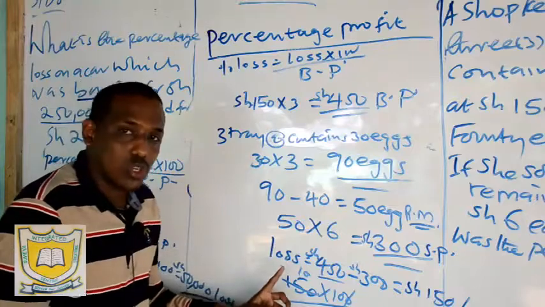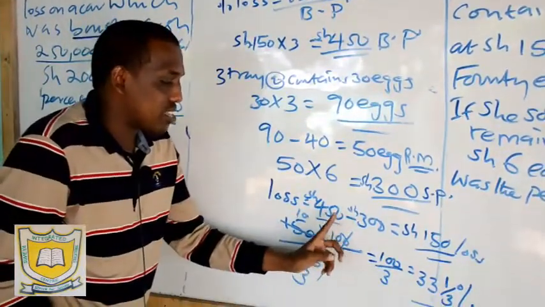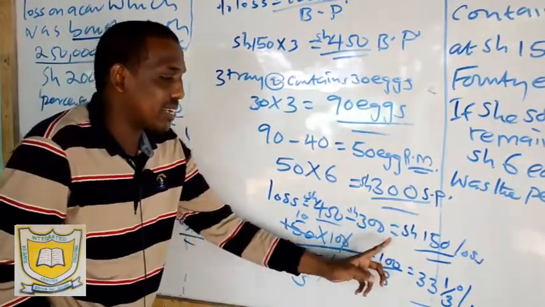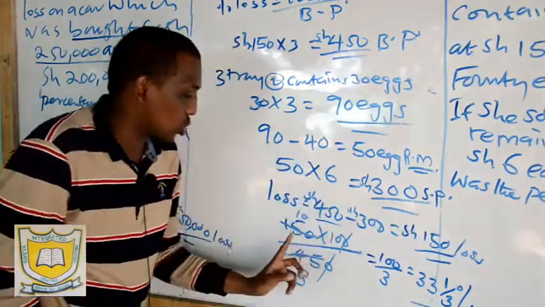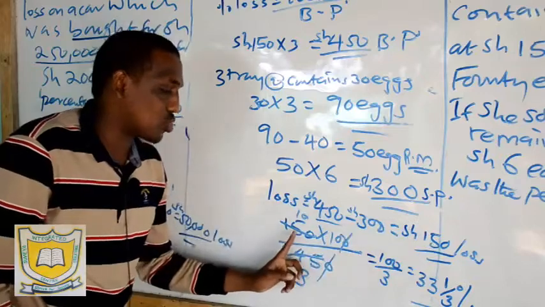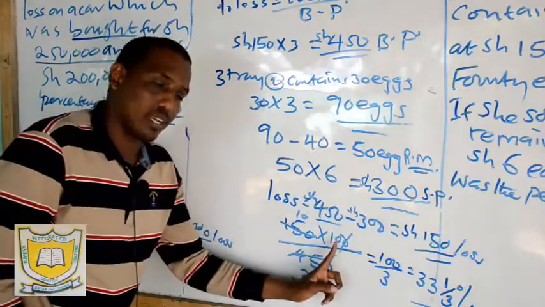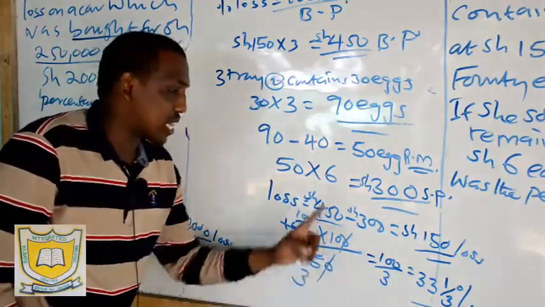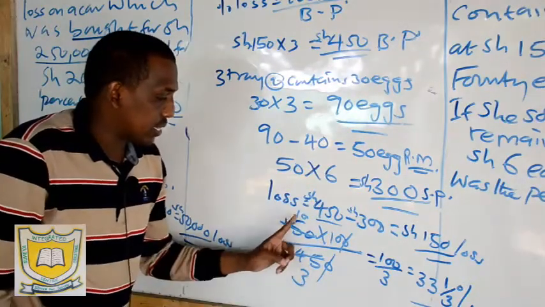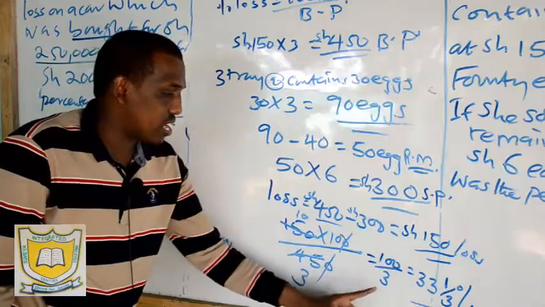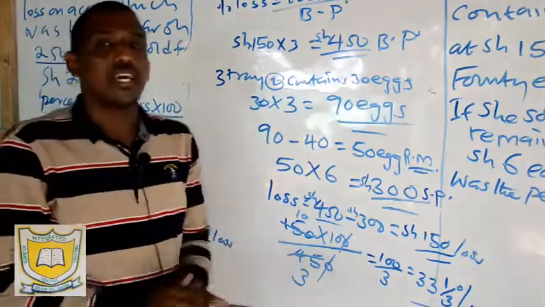So how do we get the loss? Buying price minus selling price. 450 minus 300, you will get 150. That is the loss. They don't want the loss, what they're asking is the percentage loss. Percentage loss is equal to loss, which is 150, multiplied by 100 because percent, over buying price 450. Cancel by 15: 10 over 3. 10 times 10 is 100. 100 divided by 3, you will get 33 and a third percent.